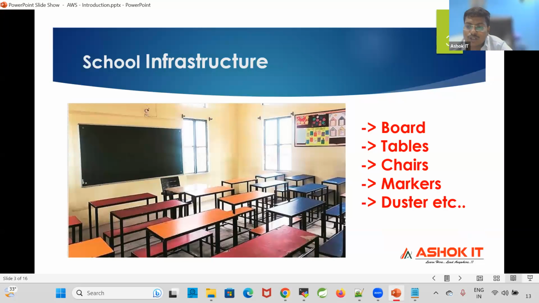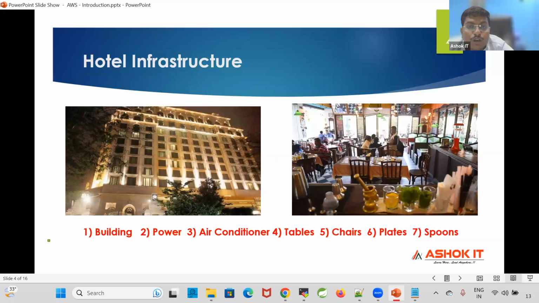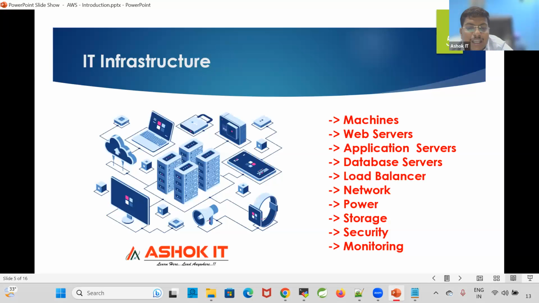If you want to run one school, then you need this infrastructure. If you want to run one hotel, you need this infrastructure. If you want to run one company, you need this infrastructure. You need machines, servers, a database, a network, power, security, and monitoring machines also. Lot of things are required.